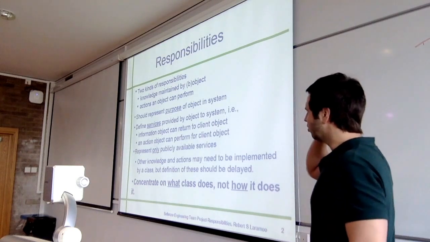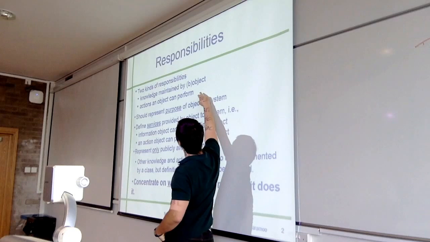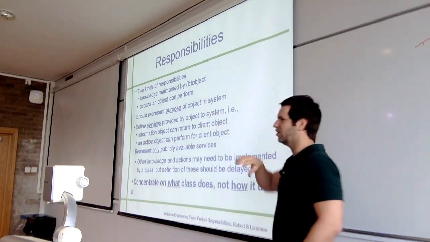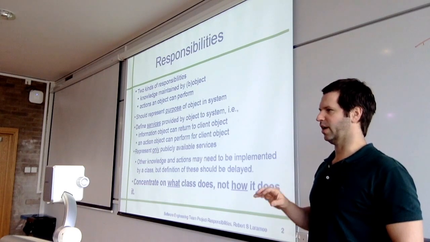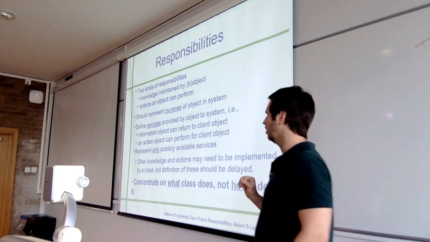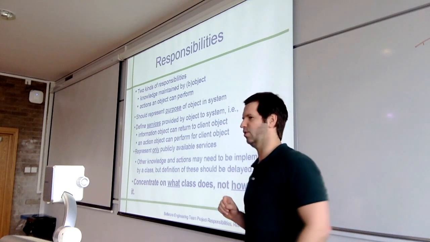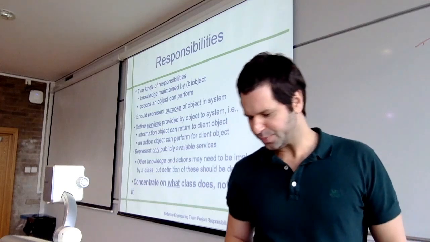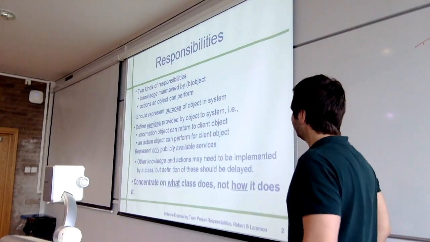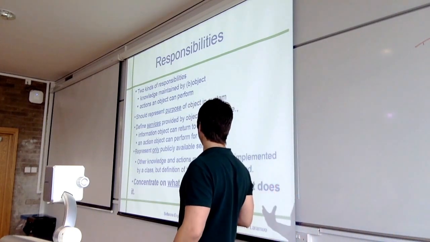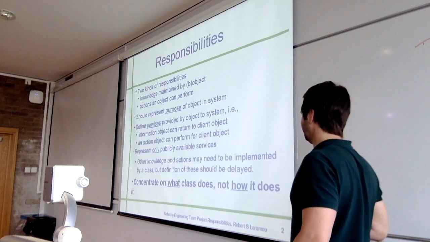And they generally don't correspond to the data, let's say, because data is always encapsulated in an object. So you never have direct access to data in an object. Data members of objects are always private by default, right? So there may be other data and other knowledge and actions that need to be implemented to carry out some responsibilities, but those are hidden, right?